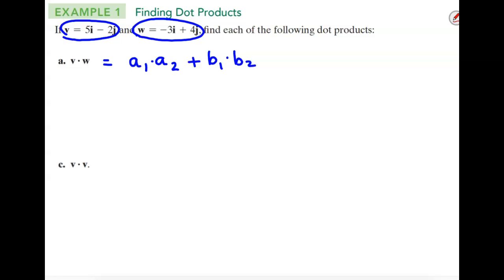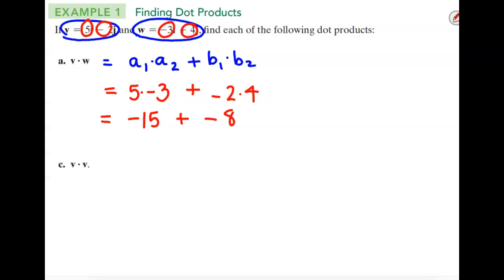All right, so here is your a sub 1, and this is your a sub 2. You're going to multiply them together, so 5 times negative 3. Add, and now this is your b sub 1 and your b sub 2, so negative 2 times 4. Now we simplify those products. So negative 15 plus negative 8, and then we combine them together to give you negative 23.